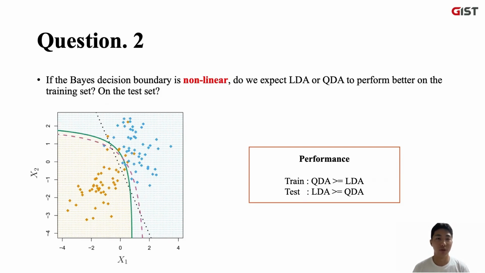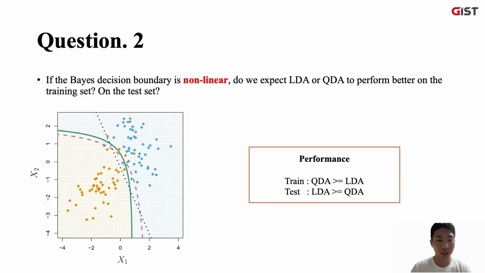Okay, let's move right on to the second question. This scenario is the exact opposite of the first one. If the Bayes decision boundary is nonlinear, do we expect LDA or QDA to perform better on the training set and on the test set? The key condition this time is that the true answer is a curve.